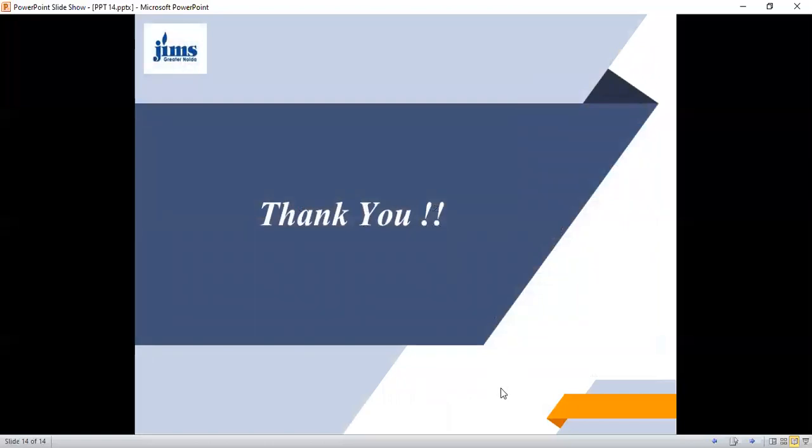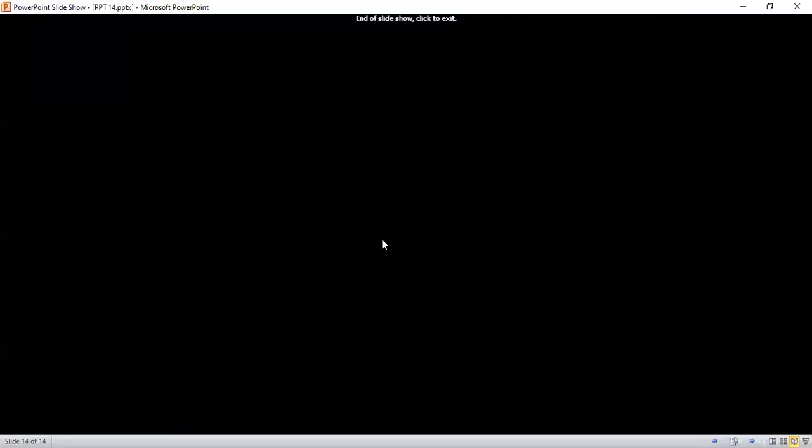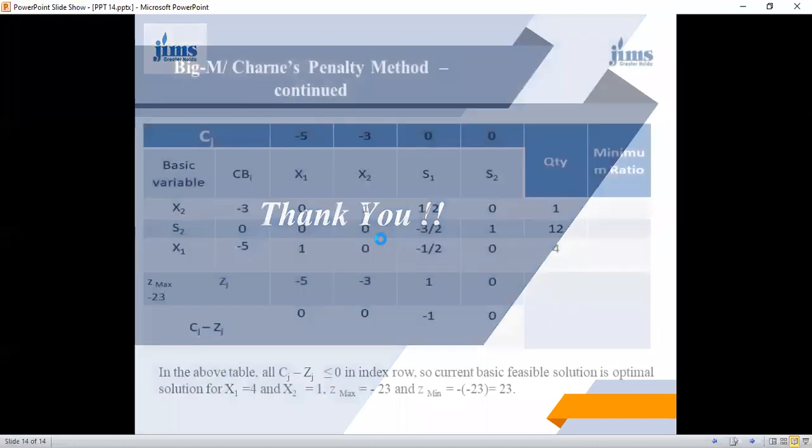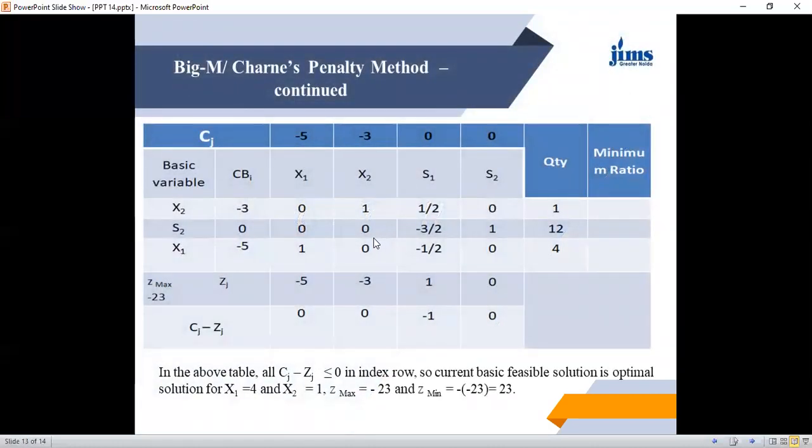So we have solved a mixed type of constraint problem through this method, the Big M method, and in the next class we shall solve some more problems using this method. Thank you.